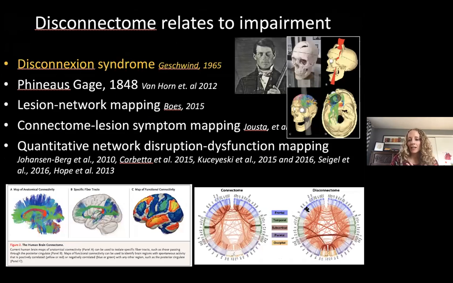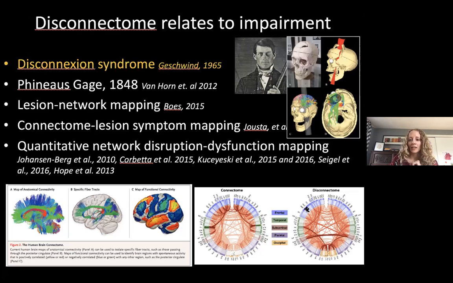On the flip side of that, looking at how disconnectivity can relate to impairment is also an important thrust of connectivity analysis, and looking at how disconnections due to strokes or lesions or injury can cause cognitive or motor disabilities.